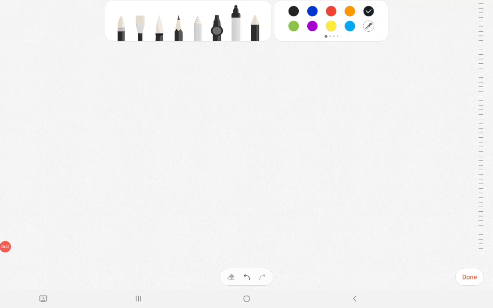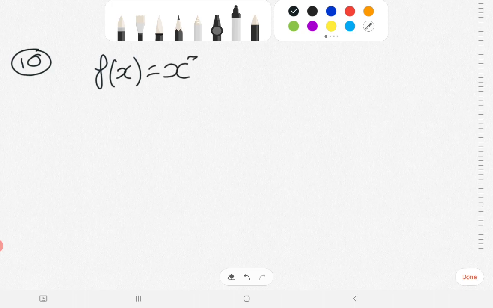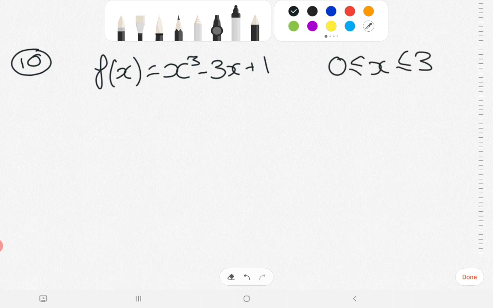Okay, and question 10. So question 10 is asking us to find the maximum and minimum values of f(x), which is x cubed minus 3x plus 1, only within the interval x being between and equal to 0 and 3. So the biggest thing x can be is 3 and the smallest thing x can be is 0. So it's like looking at this wee snapshot of a function, remember.